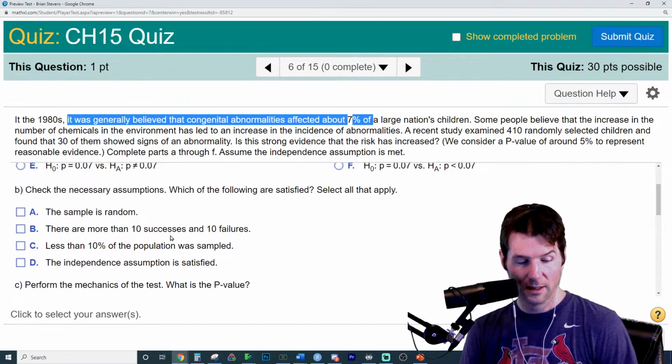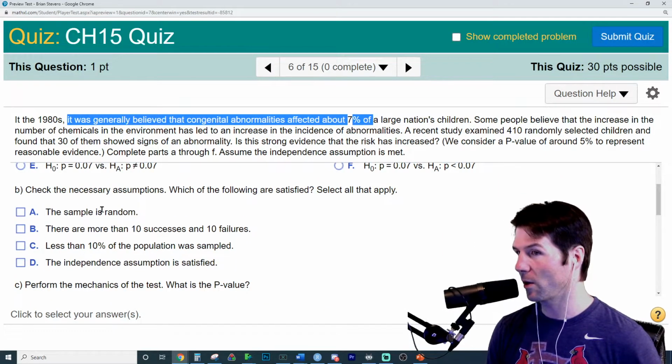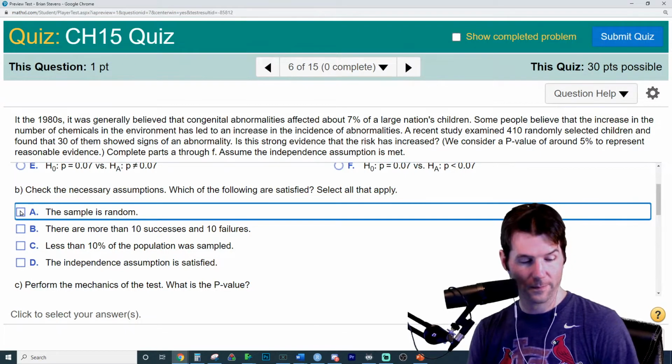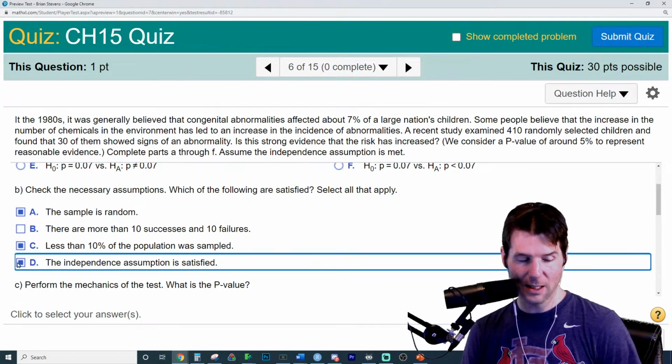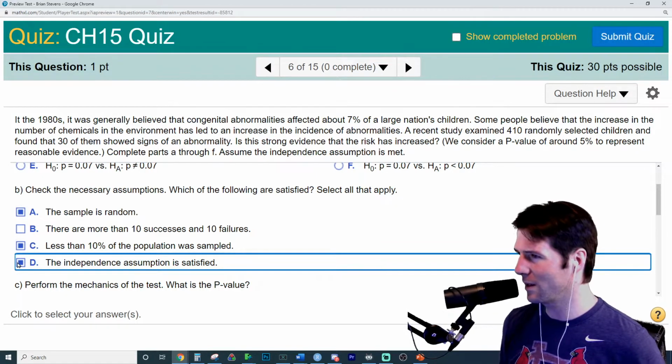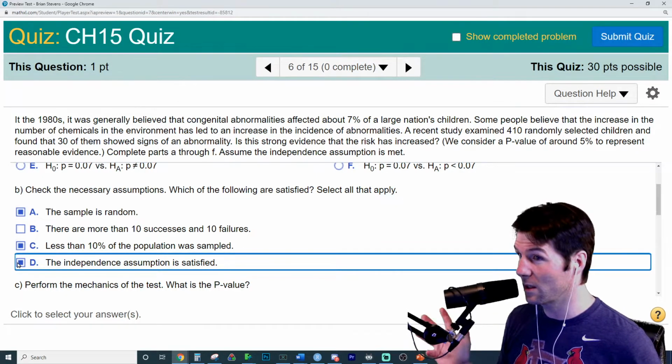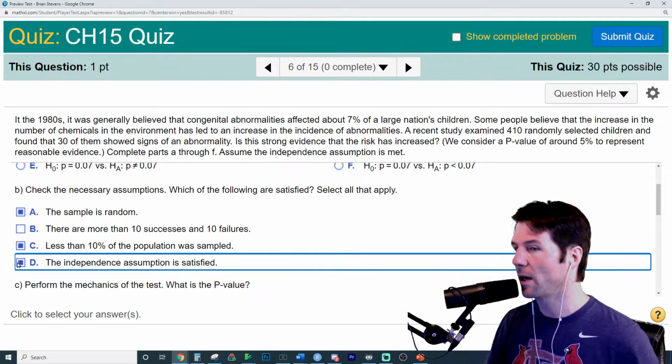You got it. Check the assumptions. The assumptions right here are random. One, random. We need less than 10% of the population sampled. They separate out the independents sometimes. I won't do that on the test. I just call it random. If it's random, it's independent. They sometimes pull those two apart. We do want more than 10 successes and failures.